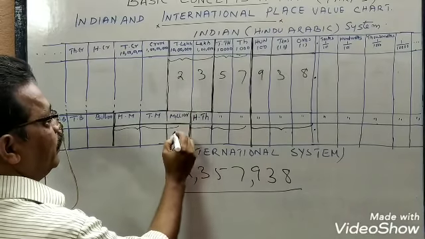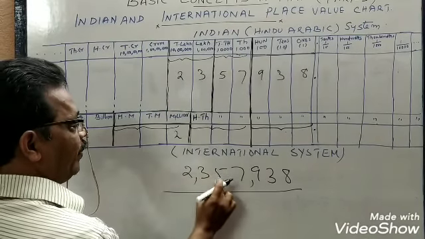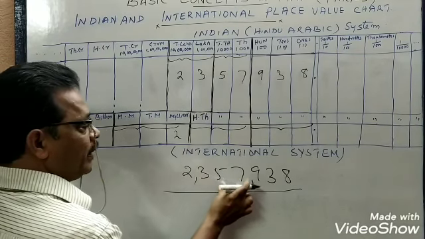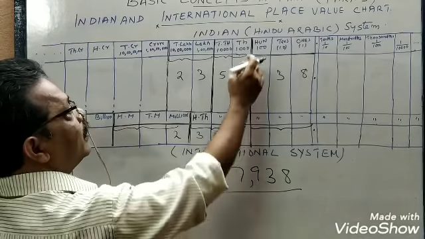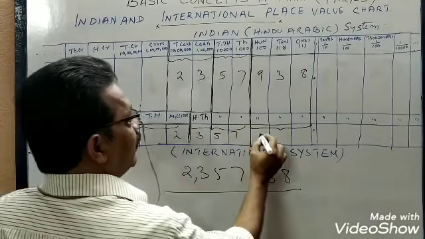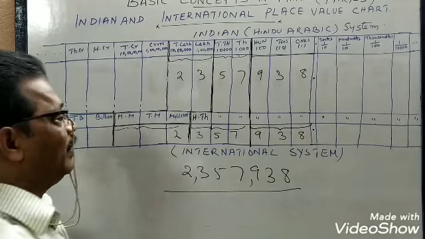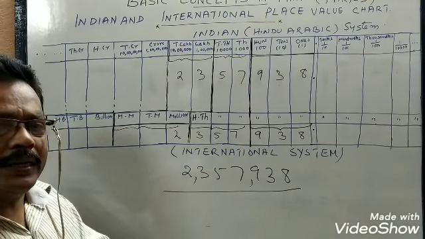See, same thing. 2 here, 2 million, then 357. See, together. I told you that one period is a number we should say together. 357,938. Notice that the digits in a period we should say together.